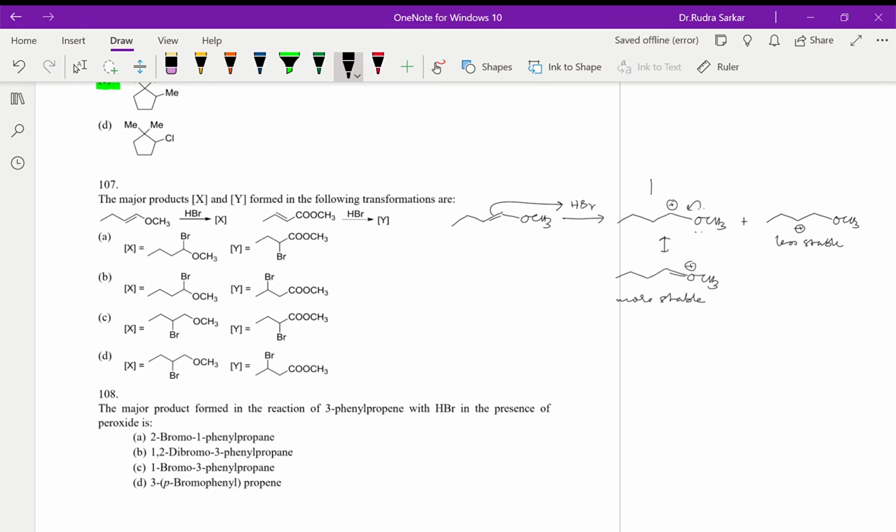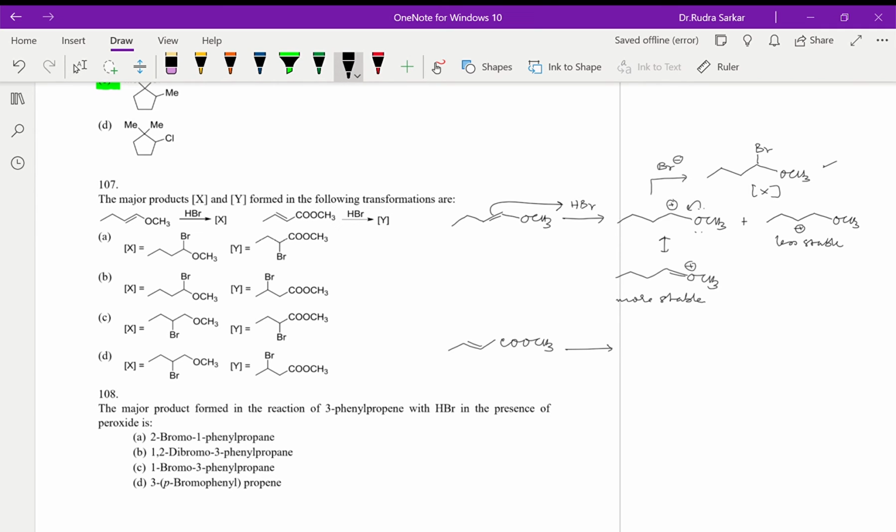Okay, and similarly, then the Br addition will take place over here like this. So for X, the product formed is this one. Let's check what product will be formed from. Sorry, this is not X. Our X is this one. This is our X.